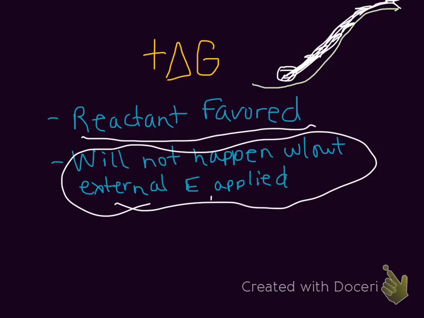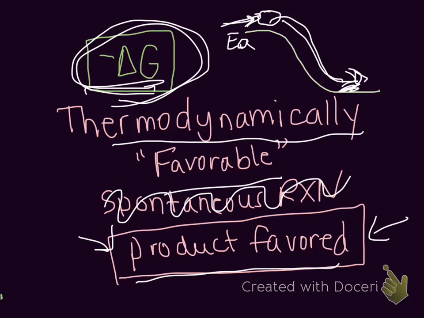So reactions that have a negative delta G are going to occur. The reason we don't like saying spontaneous is because they don't just happen.